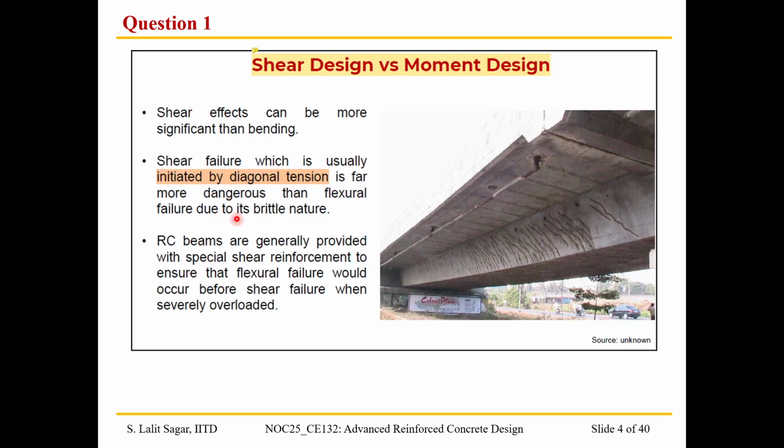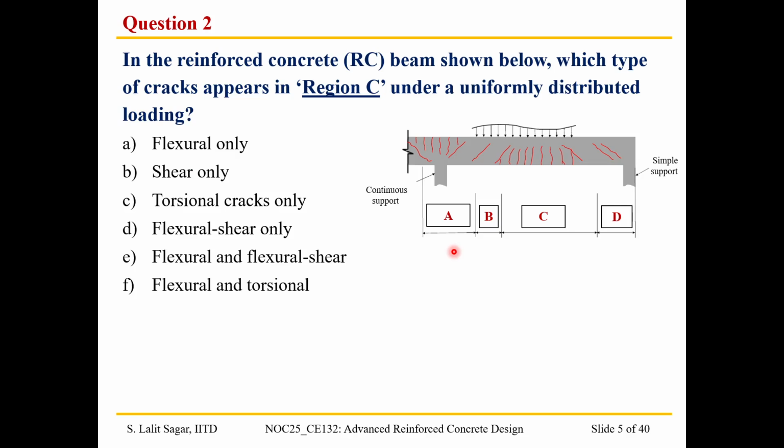Here is an example of a flyover where we can see diagonal shear cracks being formed away from the center of the span, while at the central region of the span they are mostly flexural in nature. The flexural cracks are perpendicular to the direction of the longitudinal axis. With that, we can proceed to the next question.